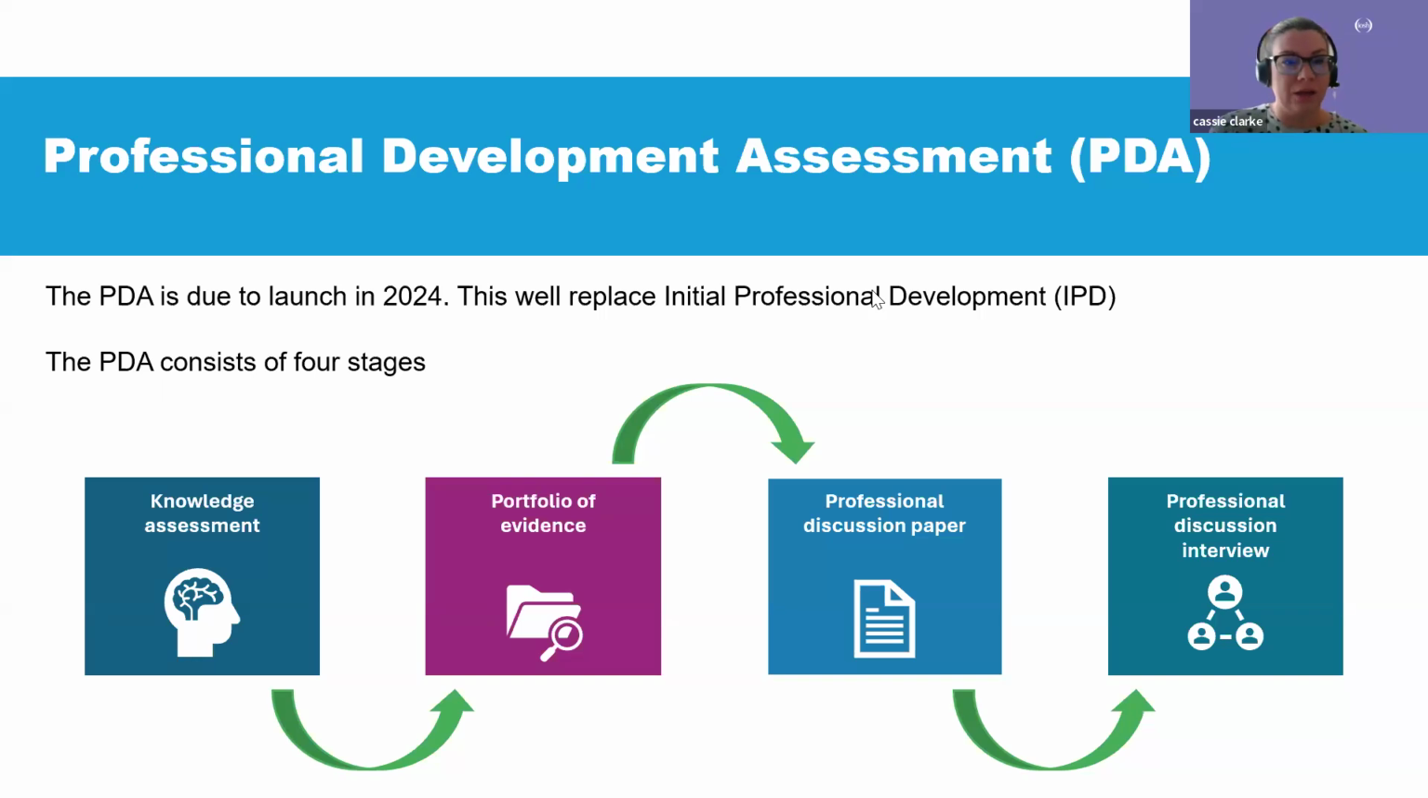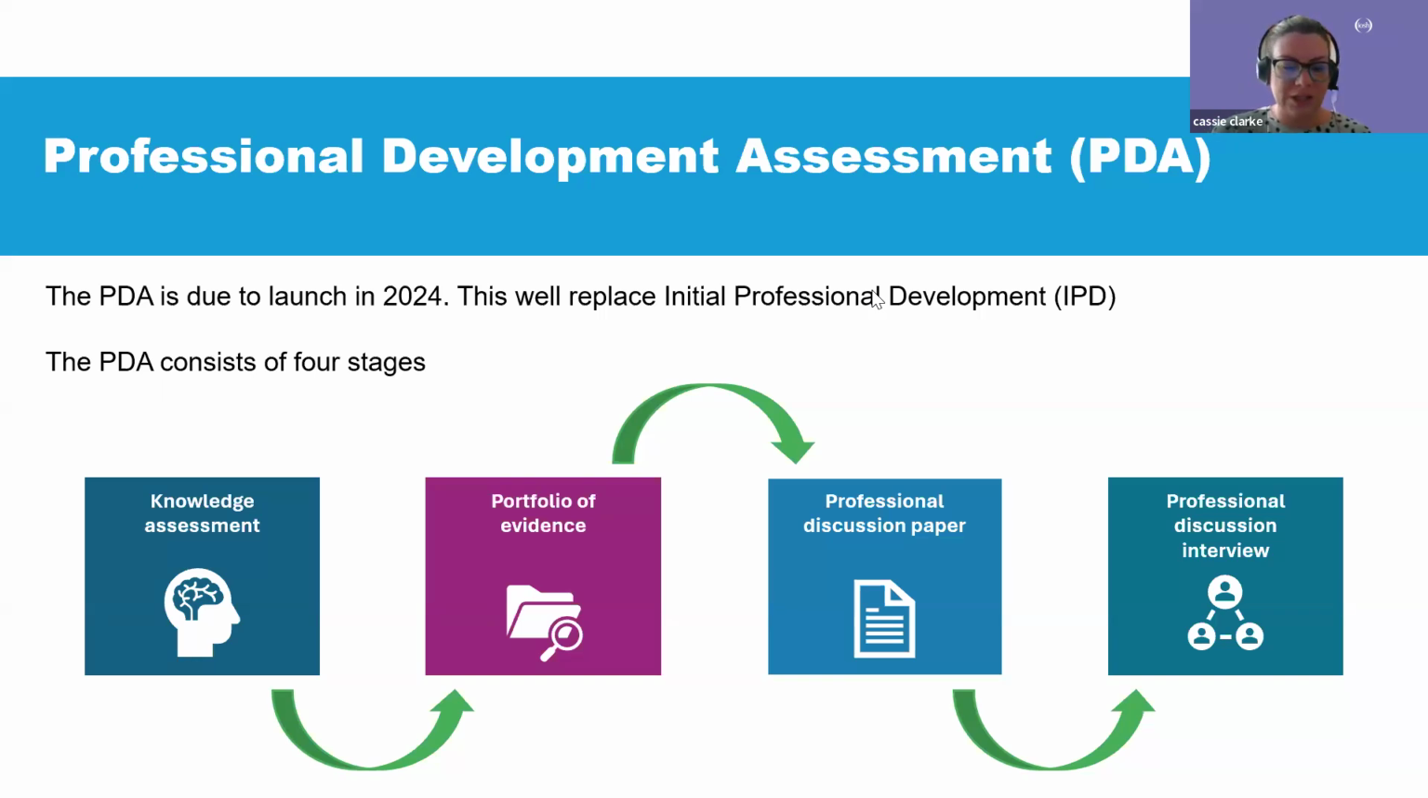Yeah, and that will cover four key stages. So we've got the knowledge assessment, which will be multiple choice questions at chartered level to establish the breadth and depth of your experience and knowledge against the IOSH competency framework, and also allow you to produce an action plan to address competencies requiring further development. Also, there will be the portfolio of evidence. So you'll need to compile evidence to show how you have addressed any competency gaps.